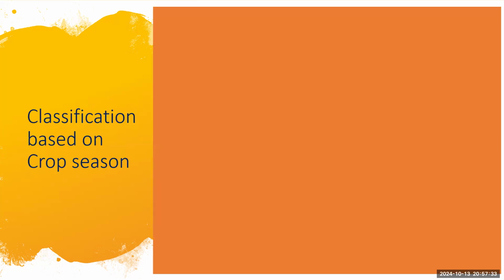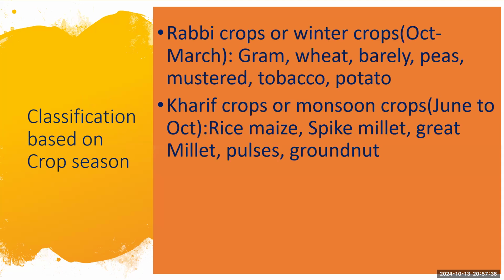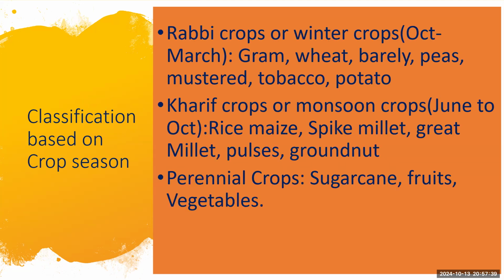Next classification is based on crop season. Which are the major crop seasons in India? The major crop seasons are Rabi crops and Kharif crops. Rabi crops are also known as the winter crops, for which the duration is between October to March. The crops taken in this duration are gram, wheat, barley, peas, mustard, tobacco, and potato.